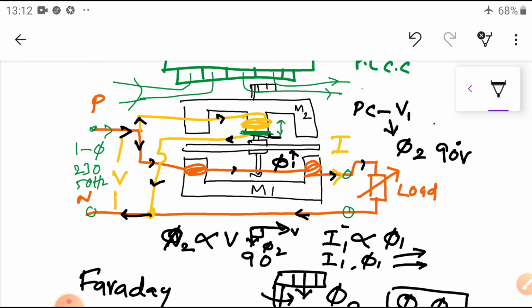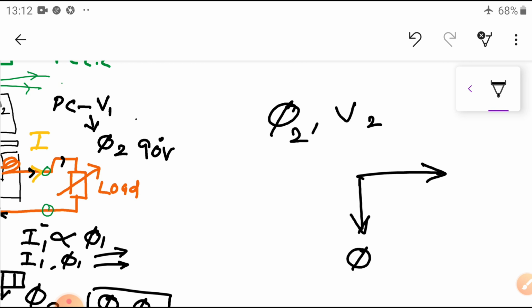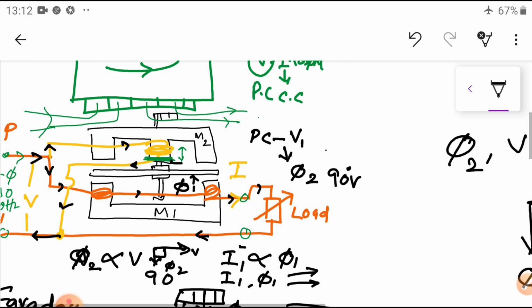What are the possible errors? First thing I can concentrate on is the voltage. What is phi 2? Phi 2 and V2 have a 90 degree displacement. Phi 2 is produced by the shunt magnet field, and V is the voltage applied. The angle between these two should be 90 degrees. Sometimes it may not be, and in that condition I can make the difference between the voltage and phi 2 90 degrees with the help of the shading ring. By moving the shading ring, I adjust this phase displacement between phi and voltage.